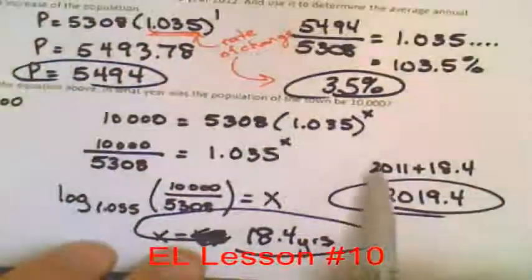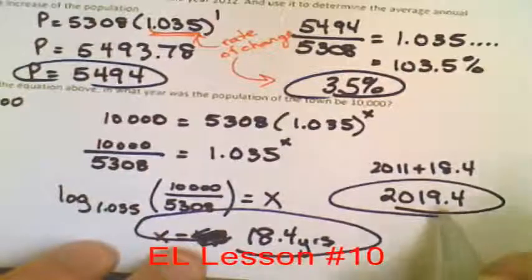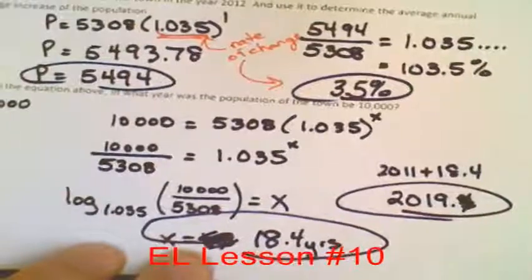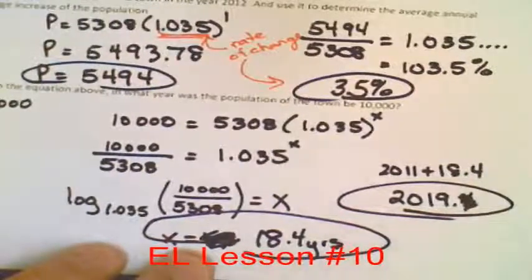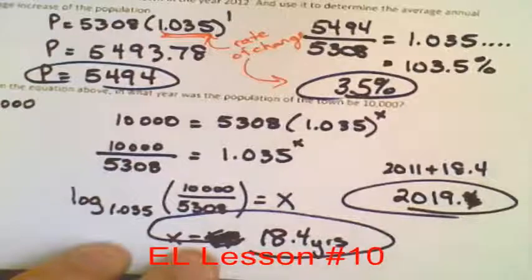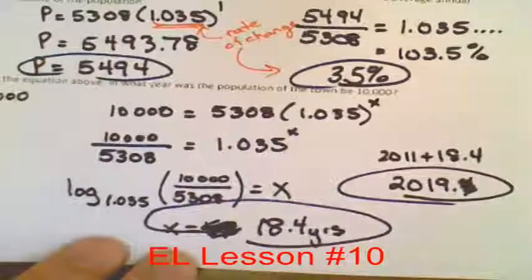Okay, so what year? Well, it's going to be 18.4 years after 2011. So 18.4 years after 2011, it's going to be 2011 plus 18.4 years, which is going to be sometime in the year 2019. I just go and say 18.4 years after 2011, add it. It's going to be about 2019.